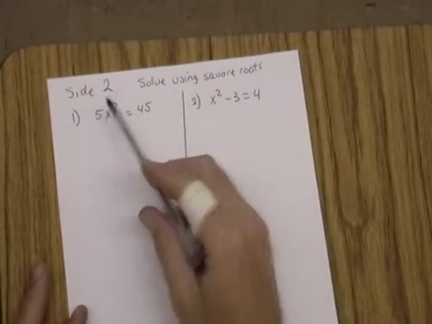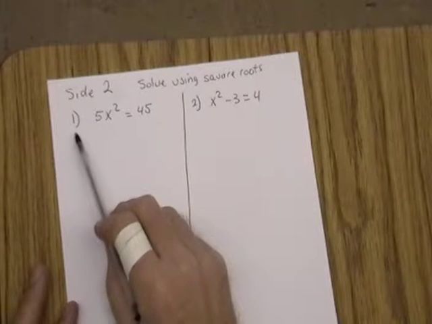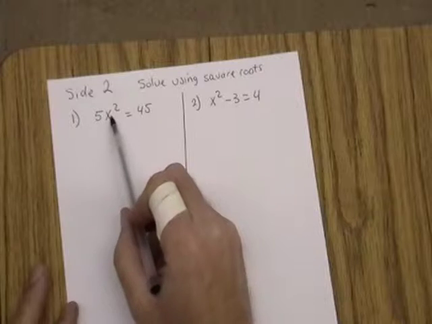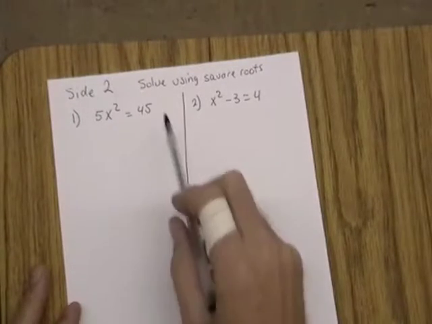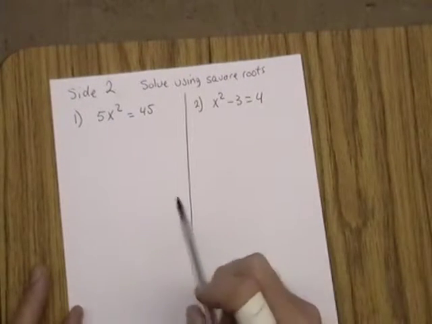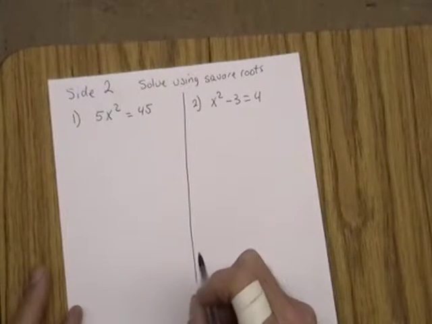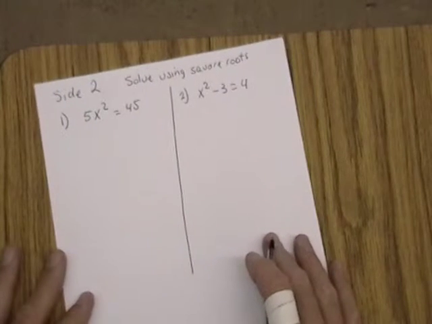Okay, now we're on side 2 of the test, and the first problem on side 2, or it says quiz 2 on there, is 5x squared equals 45. We're supposed to solve this using square roots. So what values of x make this equation true? And so we're going to use square roots to do this.